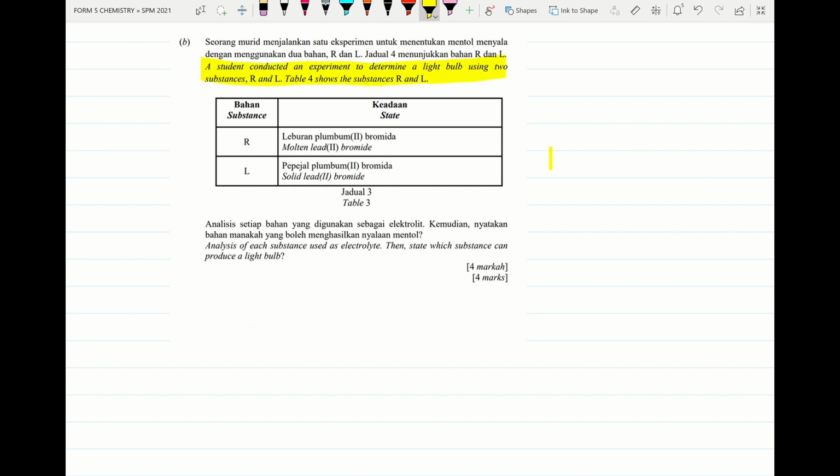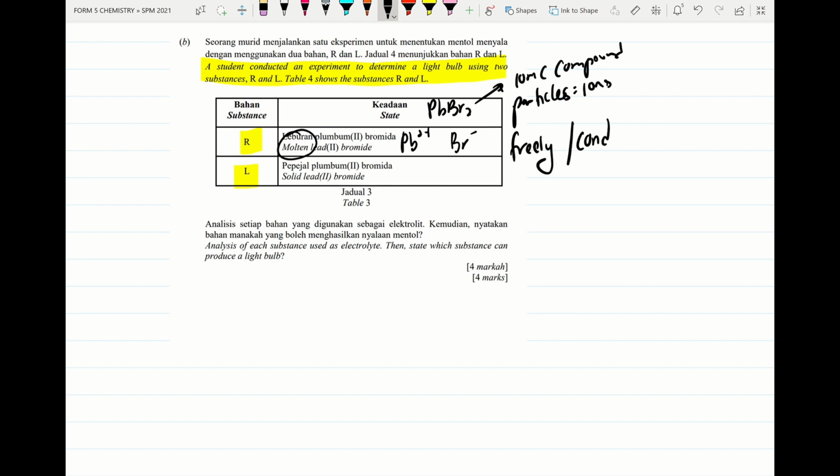A student conducted an experiment to determine whether a light bulb lights up using two substances, R and L. Here they use molten lead(II) bromide, with lead(II) ions and bromide ions. Lead(II) bromide is an ionic compound, and the particles present in an ionic compound are ions. In molten state, the electrostatic attraction forces have been overcome, so the ions can move freely and conduct electricity. Therefore, the bulb lights up. In solid state, the lead(II) ions and bromide ions cannot move freely because they are held together by strong electrostatic forces. Therefore, they cannot conduct electricity.